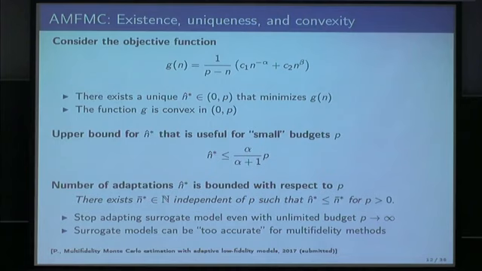Now, what else can we say about this n hat star? Of this quasi-optimal number of adaptations, quasi-optimal because we minimize an upper bound, not directly the error. We can upper bound n hat star for small budget. This will become clear later on what that exactly means. For small budget, we have that n hat star is less or equal than alpha over alpha plus 1 times p. Well, this is true always, but for small budgets, this is a good bound, and I will say this later on. And then we can also say that the number of adaptations is bounded for increasing p.